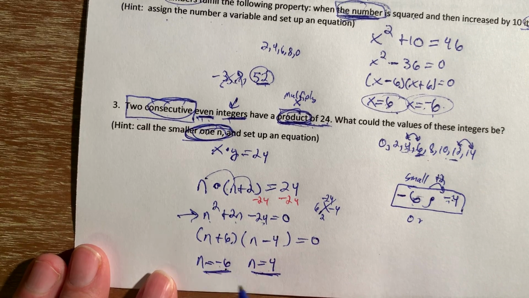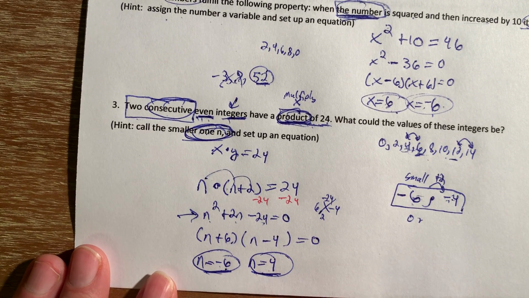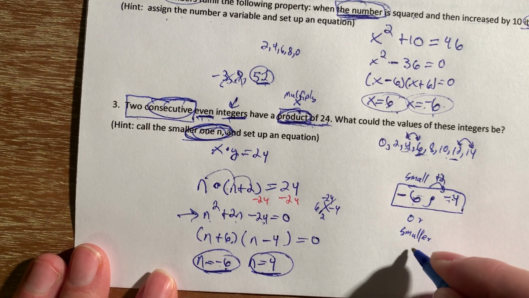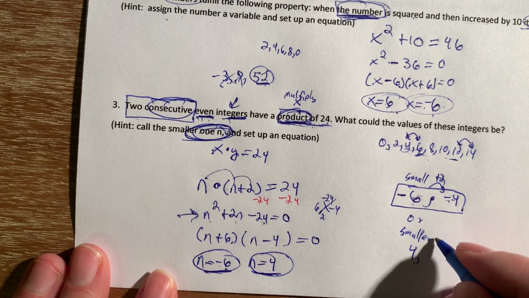Or the other possibility, remember, n was the smaller one, so the smaller one could be positive 4, and then the bigger one would be what?